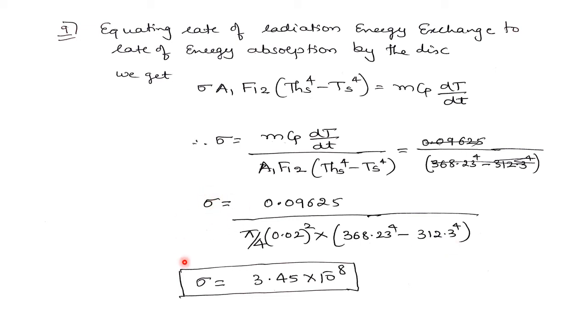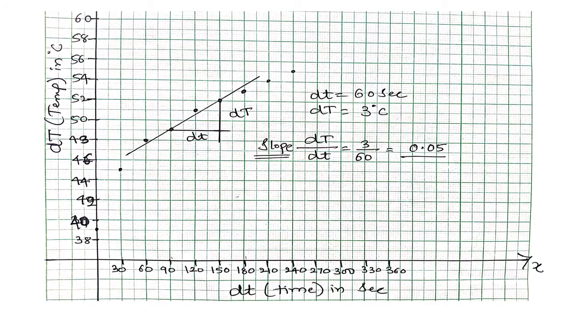If you simplify this, my sigma value is 3.45 into 10 to the power minus 8 watt per meter square Kelvin to the power 4. Here I have not written the unit, but its unit is watt per meter square Kelvin to the power 4. The standard value of the Stefan-Boltzmann constant is sigma equal to 5.67 into 10 to the power minus 8 watt per meter square Kelvin to the power 4. So this value is somewhere near that. So this completes the experiment.